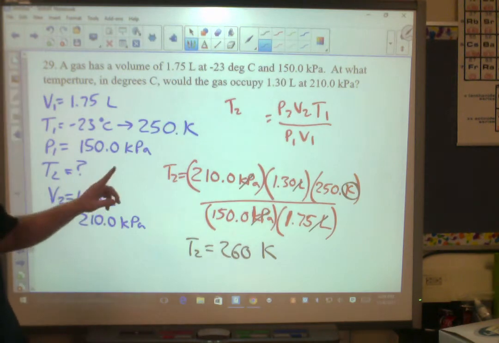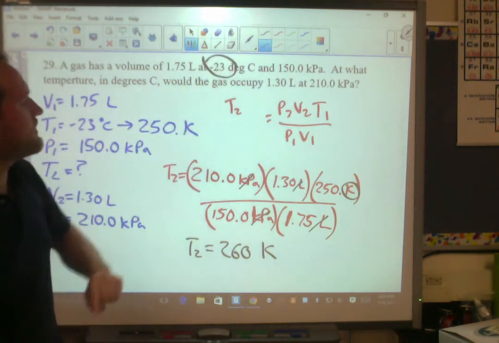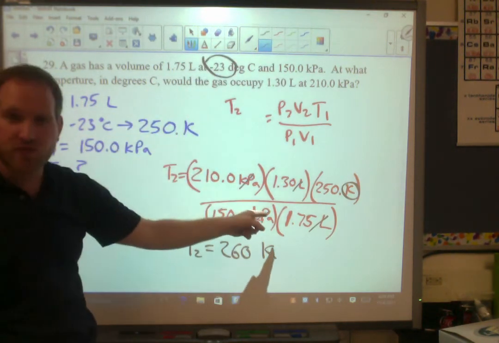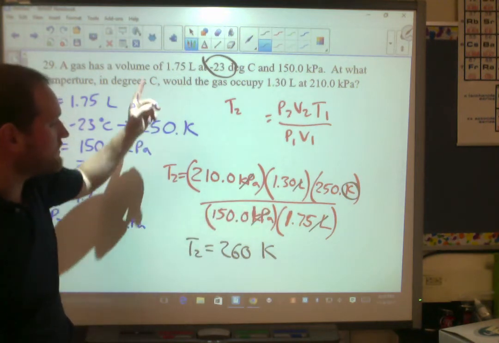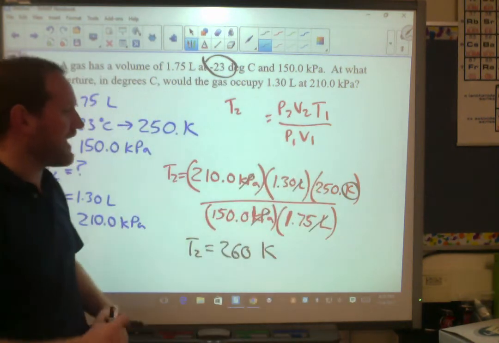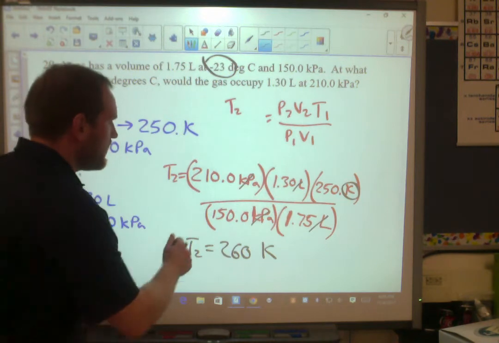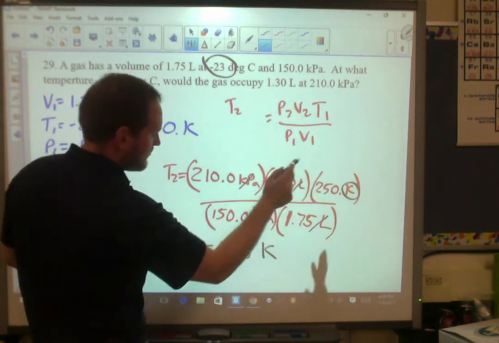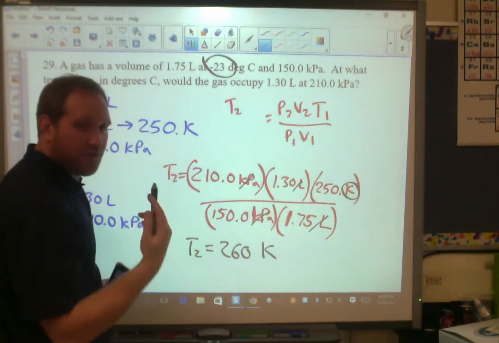Now, for sig figs, I'm not going to look at this and say 2 sig figs, because I didn't plug negative 23 in, did I? No. I turned that into 250 and plugged that in. 250 point, I should say. So 4 sig figs, 3 sig figs, 3 sig figs, 4 sig figs, 3 sig figs, 3 sig figs.